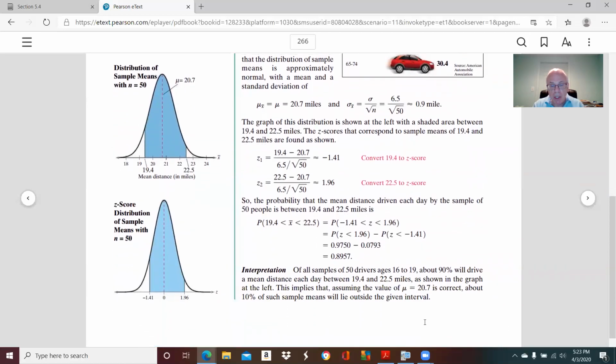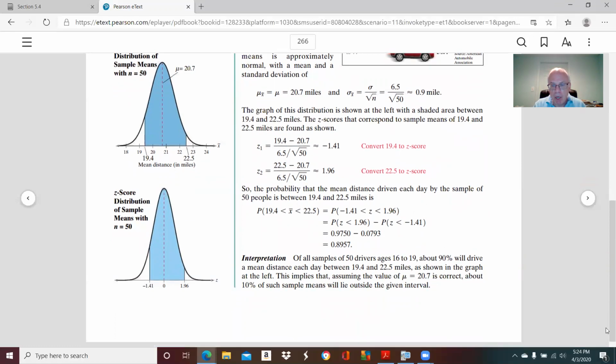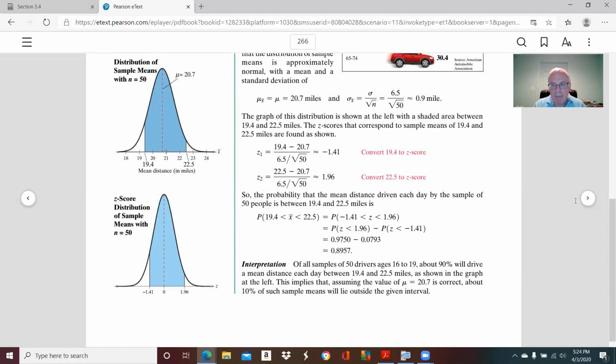All right. What's the interpretation? Of all samples of 50 drivers ages 16 to 19, about 90% will have a mean daily driving distance between 19.4 and 22.5 miles. Of all samples of 50 drivers ages 16 to 19, 90% of what? Of those samples will have mean driving distances, the mean of those 50 people in each sample, between 19.4 and 22.5 miles, about 90%. And to be more precise, 89.6%.